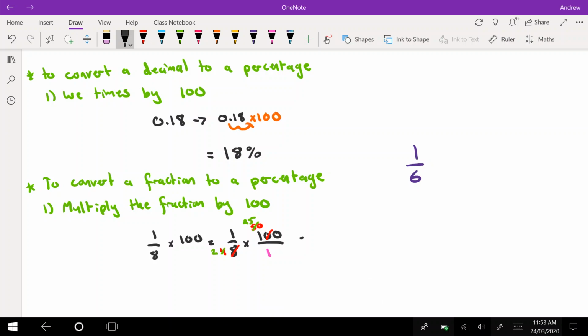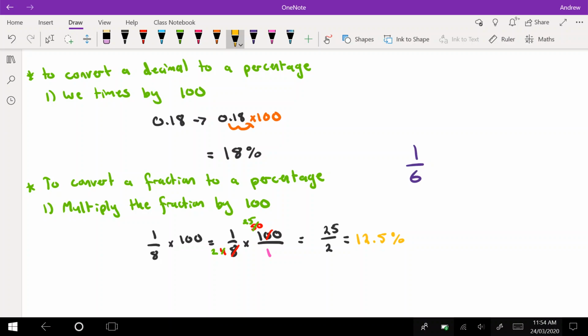So now let's do 25 over 4. Sorry, over 2. 25 over 2, I'm sorry. And what's that going to get me? What's 25 divided by 2? 12 and 1 over 2. 12 and 1 over 2, or 12.5%.